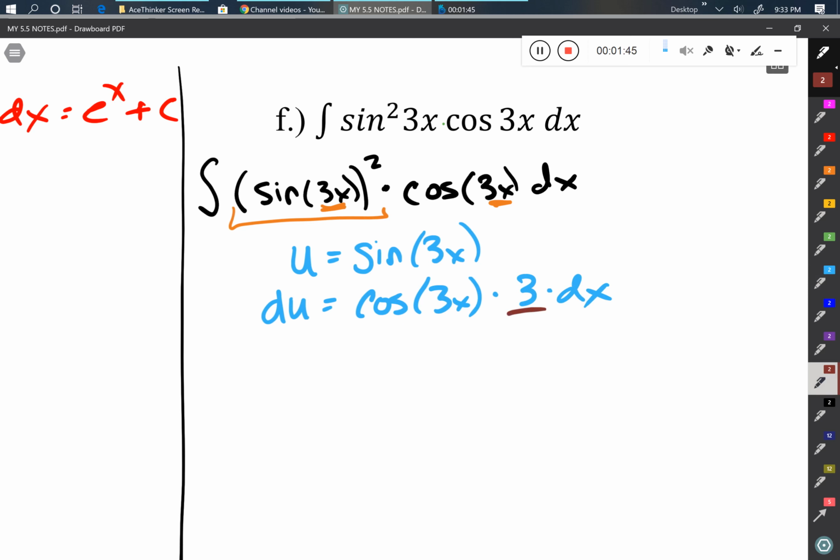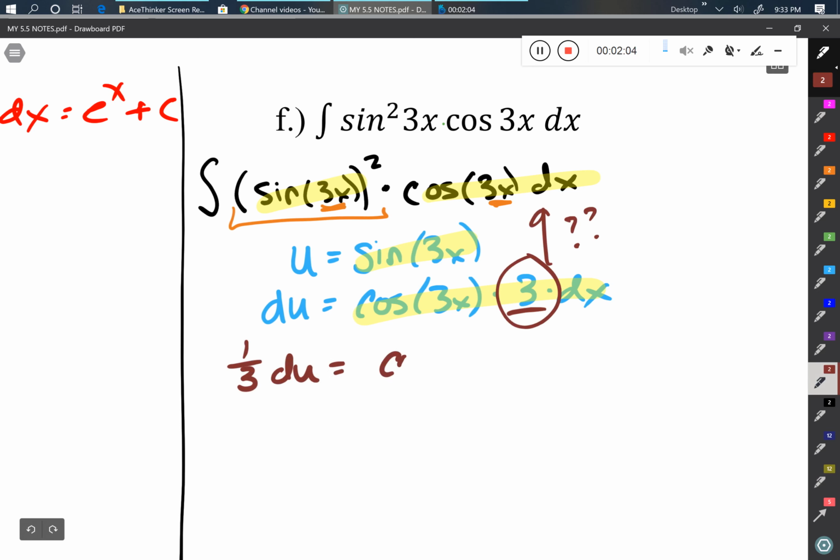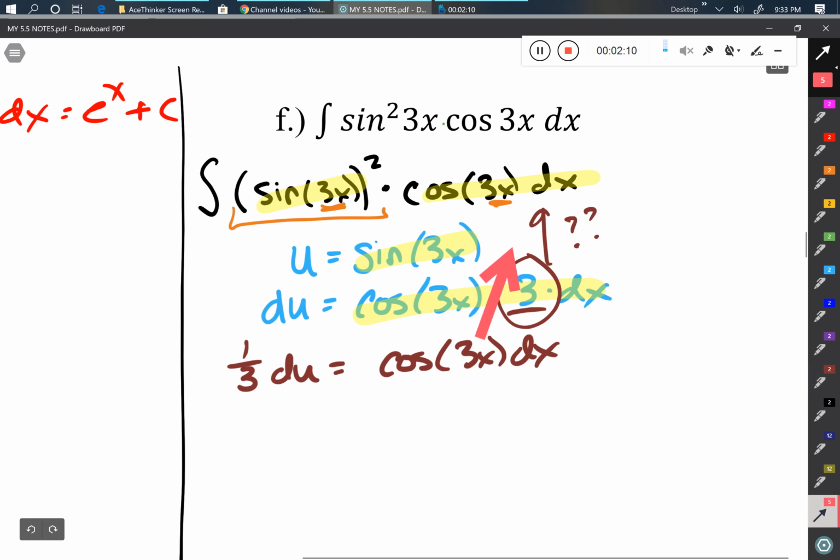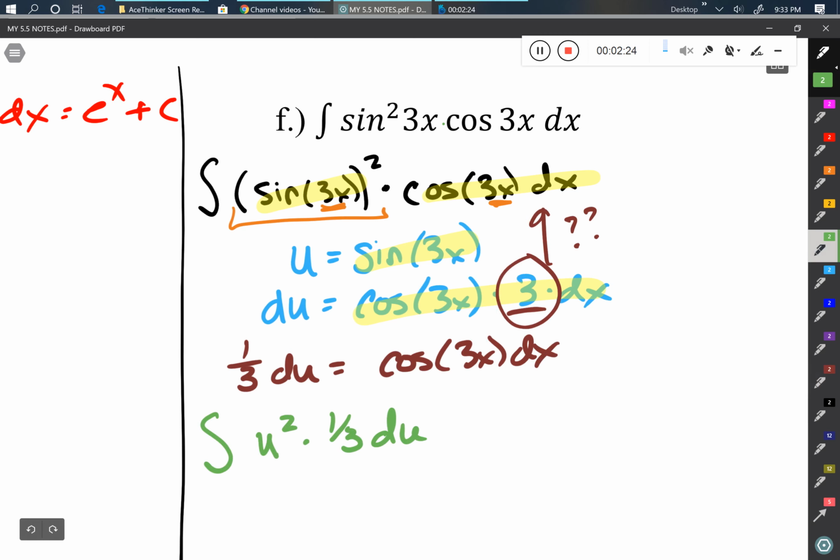Okay? Now, I'm going to see if my pieces and parts match. This matches this, but this does not match that because I've got an extra 3 here that isn't up there. So again, like the other times, I'm going to fix that, and I'm just going to rewrite this blue line as 1/3 du is equal to the cosine of 3x dx. And now this matches, and I can perform my substitution. So then I will do the substitution, and I get the integral of u squared times 1/3 du.